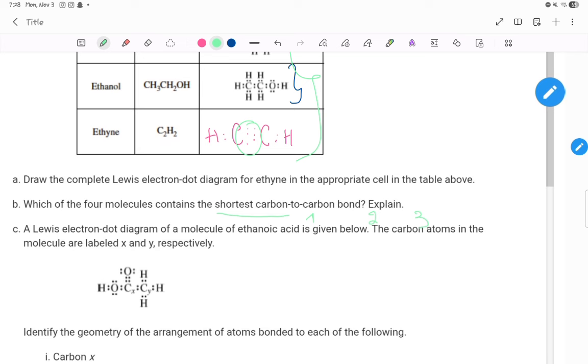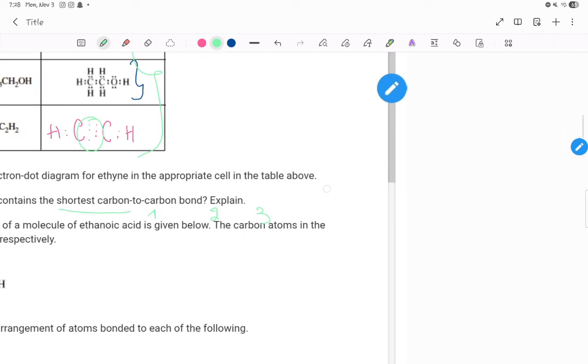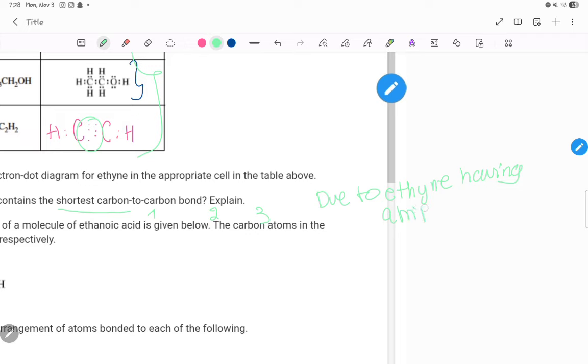Okay, so you will say, due to ethyne having a triple bond, it has the shortest carbon-to-carbon bond. Okay, so that's it for B. We'll move on to C.